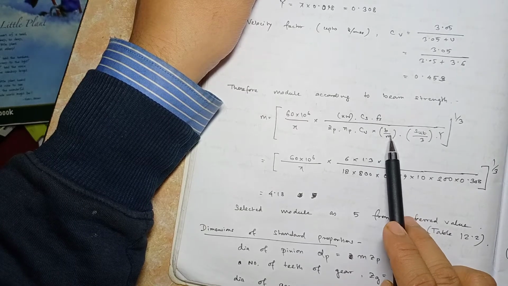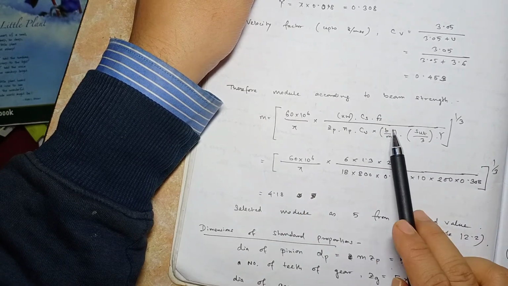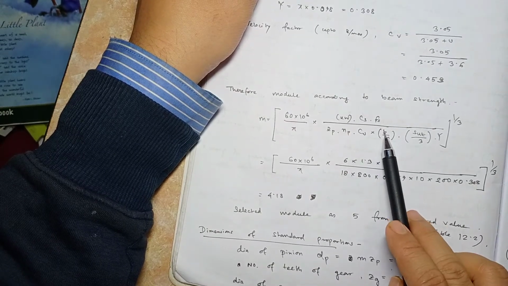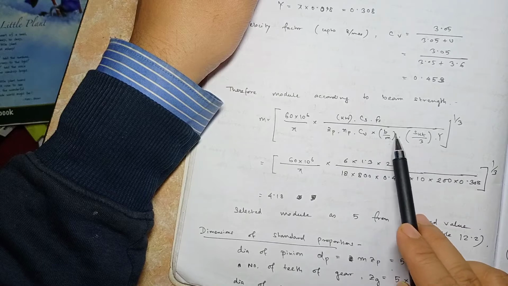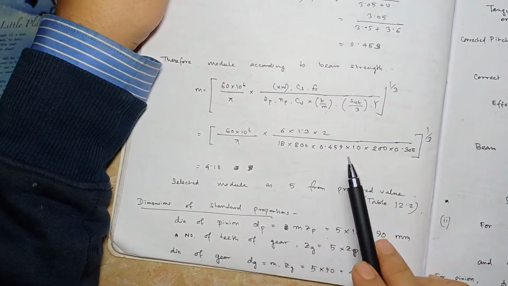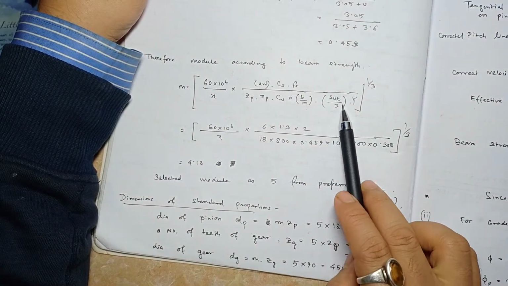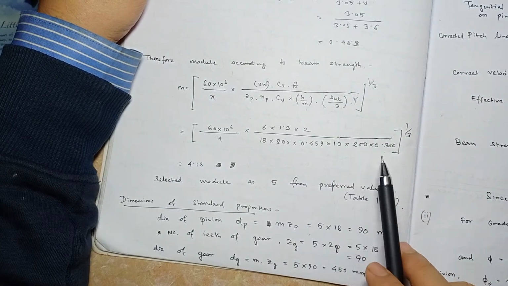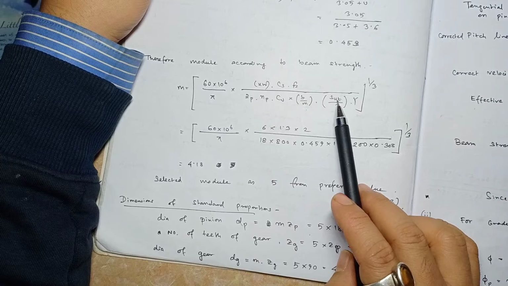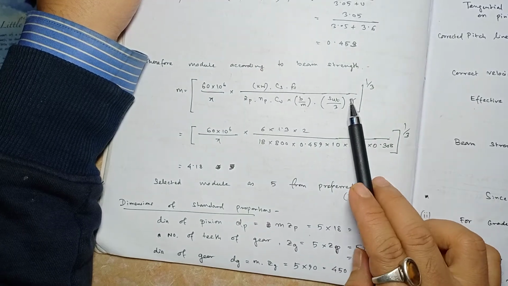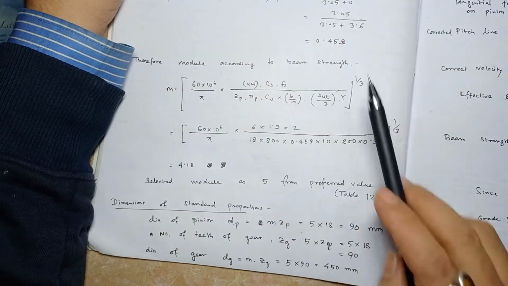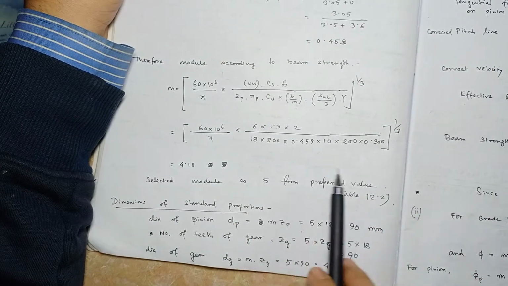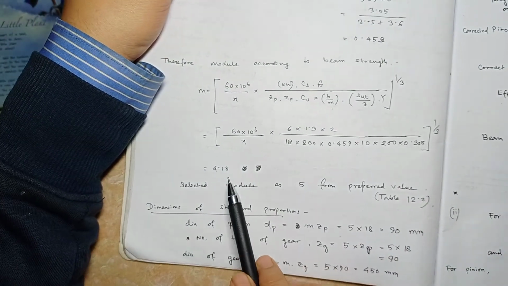B by M is the ratio of face width divided by module. This is module only, this is also module, but this ratio is given as 10. So B is 10 times the module. If you put 10 into M, the M gets cancelled out, so here we'll have 10. SUT by 3 is your bending strength. SUT is given in your question, this is 600 by 3, which is 200, and Lewis form factor Y is this one that you have calculated, whole to the power 1 by 3. So you calculate this one and you'll get a value of 4.18.